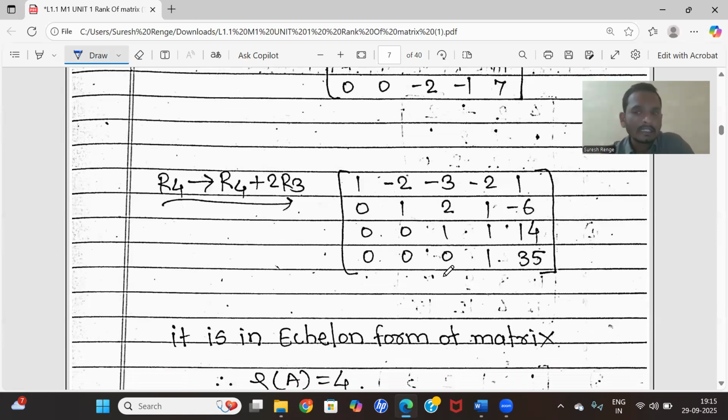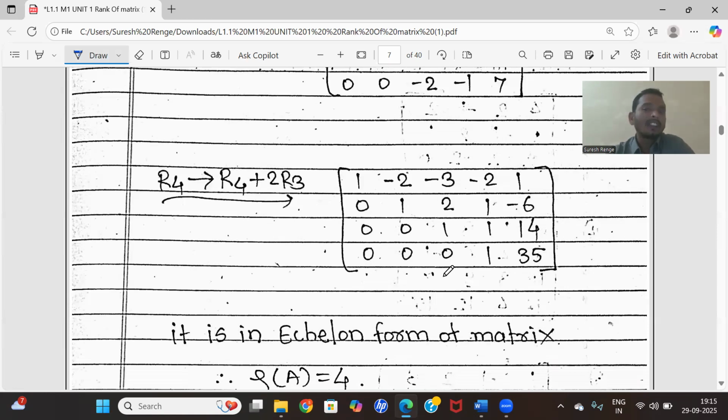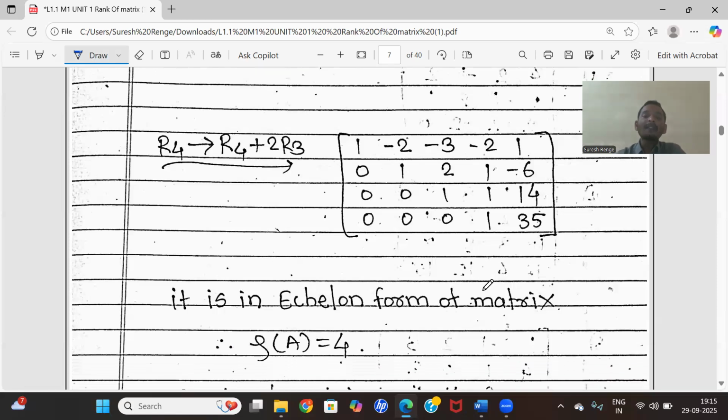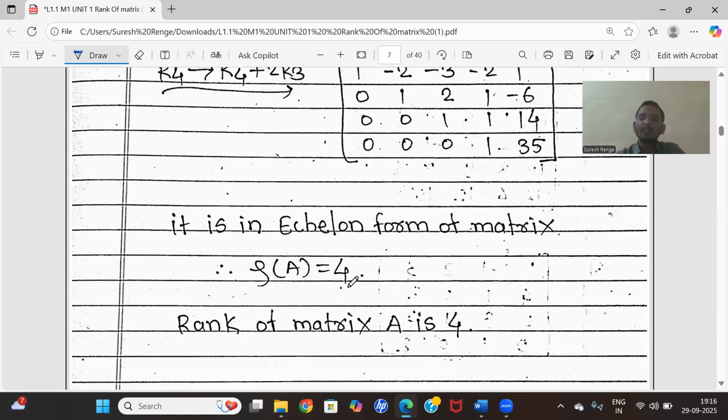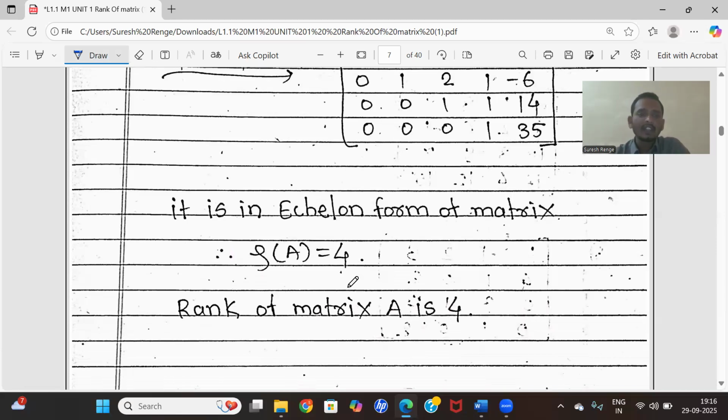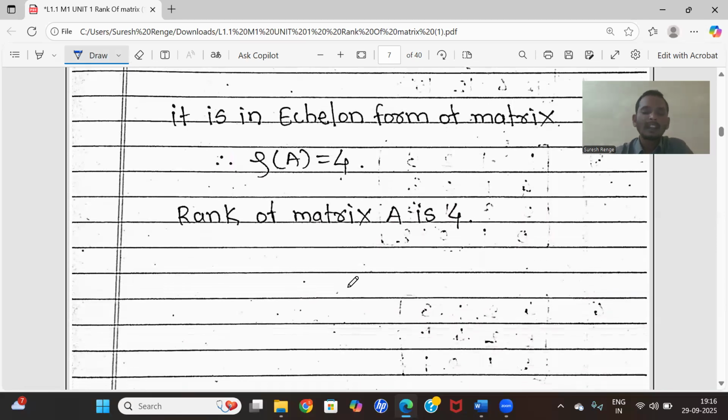Now, what are your observations? We want to find the rank. What is the definition of rank? The number of non-zero rows in the matrix, if that matrix is in echelon form. This matrix is in echelon form, so count the number of non-zero rows: 1, 2, 3, 4. There are 4 non-zero rows here. Therefore, the rank of matrix A is equal to 4.